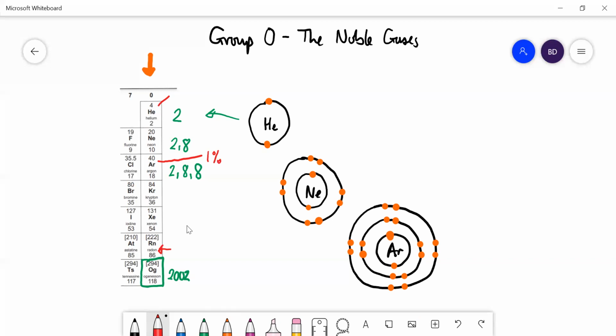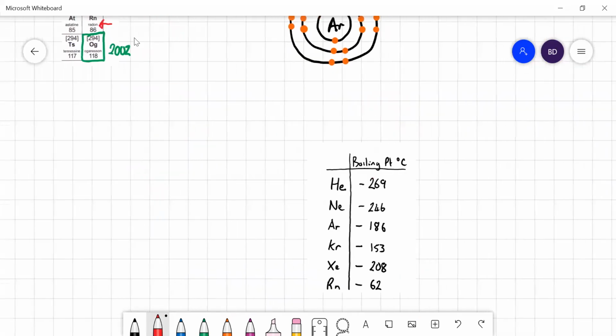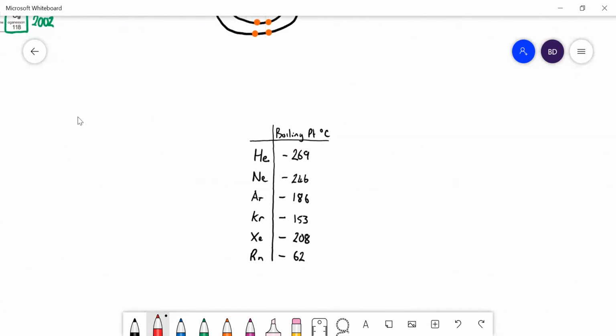Okay, we need to know about some of the trends. So let's have a look at the boiling points. Now you can see the boiling points there. Helium has got a very low boiling point. Now the lowest possible temperature, absolute zero, is minus 273 degrees C, sorry. That's called 0 Kelvin, a Kelvin scale of temperature. Helium's is very close to that value, minus 269.